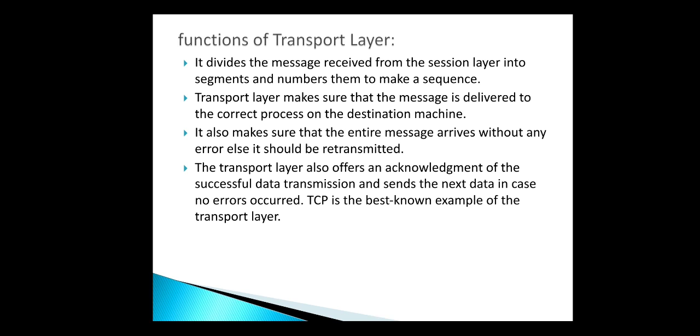The transport layer makes sure that the message is delivered to the correct process on the destination machine. It also makes sure that the entire message arrived without any error, otherwise it should be retransmitted. The transport layer also offers acknowledgement of successful data transmission and sends the next data if no error occurred. TCP is the best known example of the transport layer.